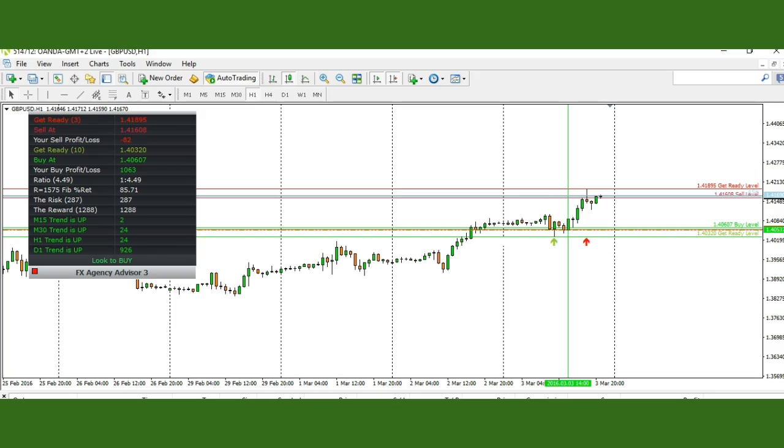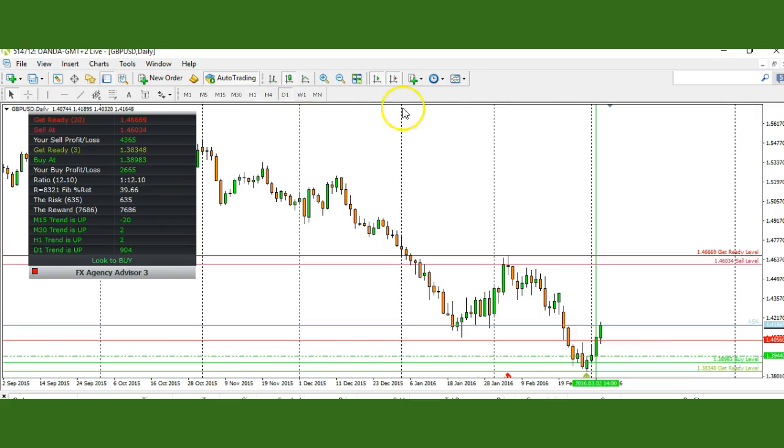In this tutorial I'm going to go over buy and sell signals on the FXA Advisor 3 and which signals to take. So let me get started. This pair is the pound dollar. The first thing I do is go to the daily chart.